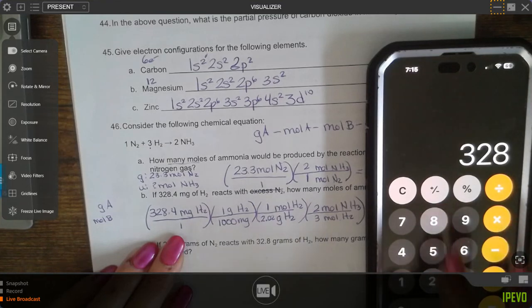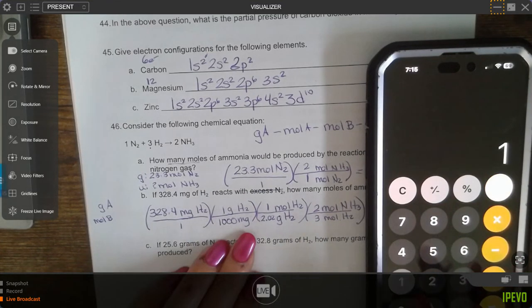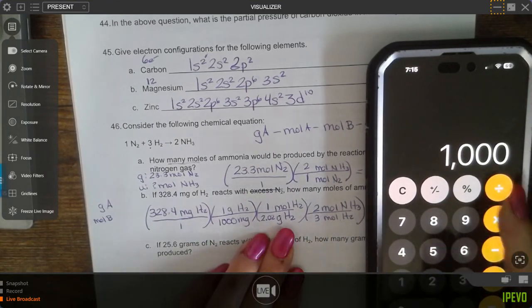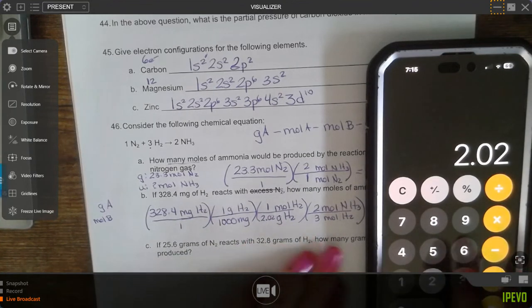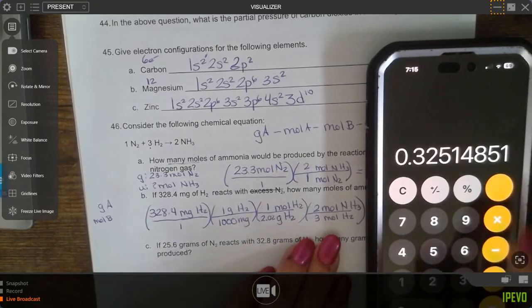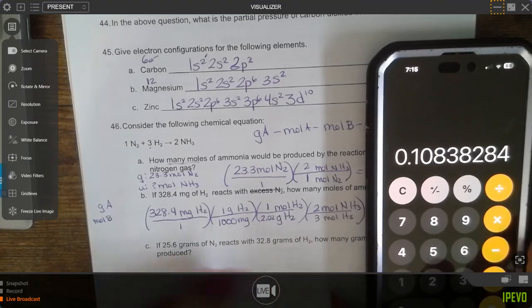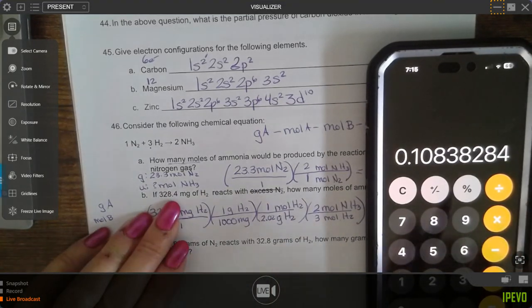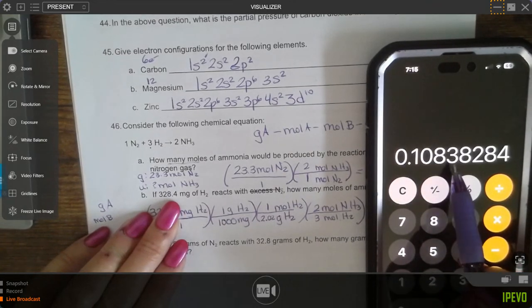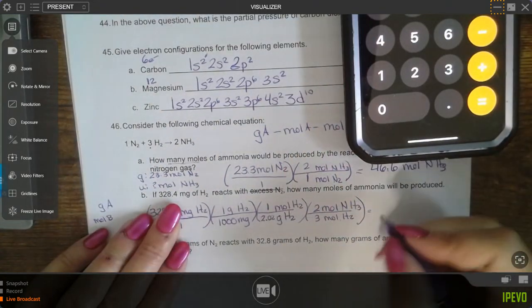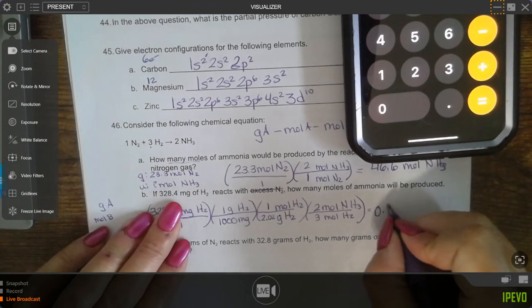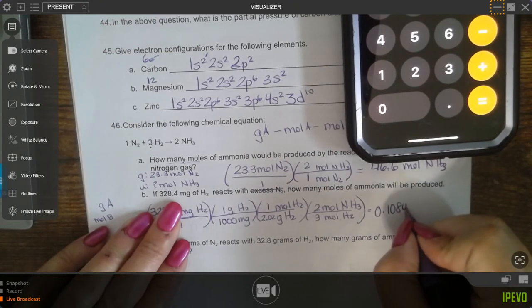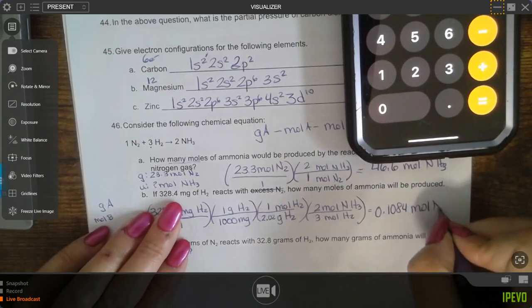So, 328.4 divided by 1,000, divided by 2.02, times 2, divided by 3, is 0.10838. I can use 4 sig figs, so 0.1084. That's 0.1084 moles of NH3.